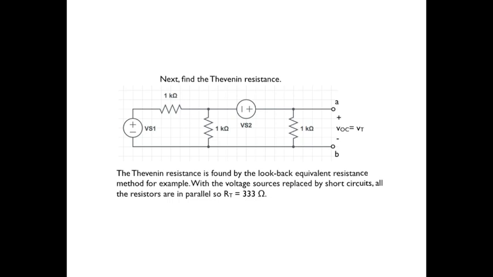Let's do that here. We'll replace both voltage sources by short circuits. We see all three resistors in parallel, 1 kilo ohm in parallel with 1 kilo ohm in parallel with 1 kilo ohm. Our equivalent is 333 ohms, and that is also the Thevenin resistance.